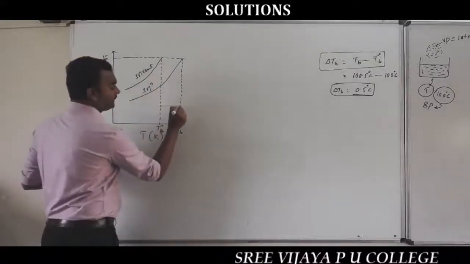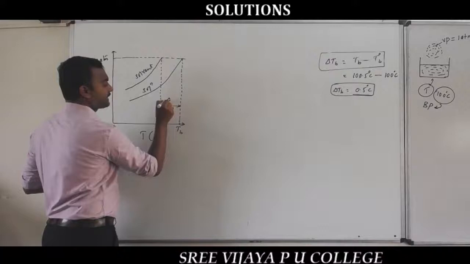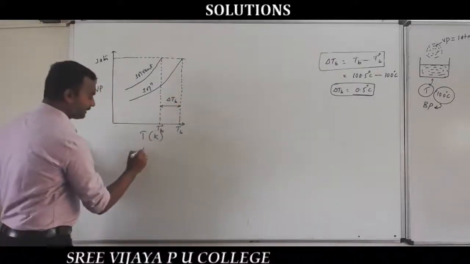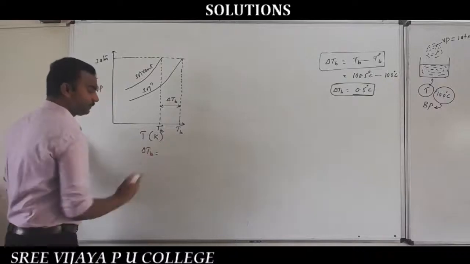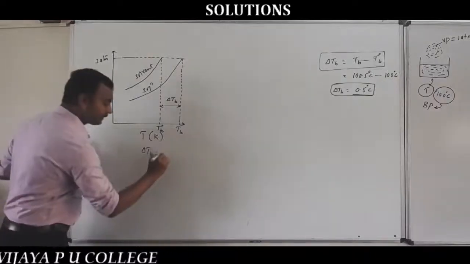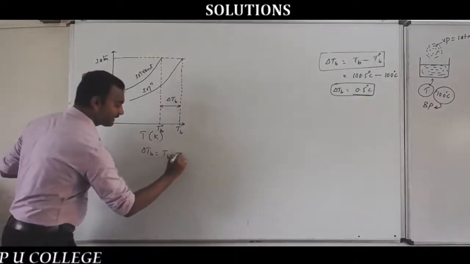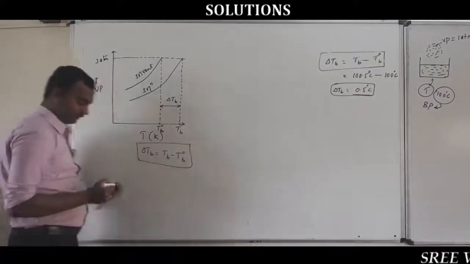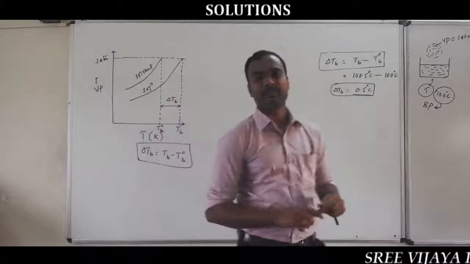So when we take the difference, that is taken as delta TB. You can write it here if you like. Delta TB is equal to the higher value, the boiling point of the solution, which is TB, minus T naught B. So that is the elevation of boiling point. That is the graphical representation.